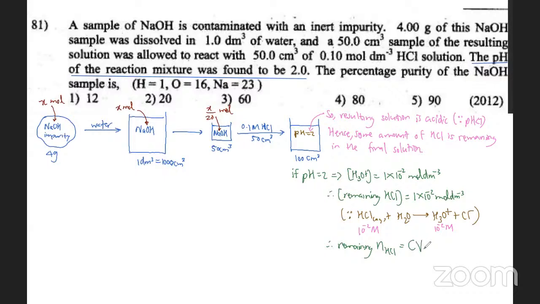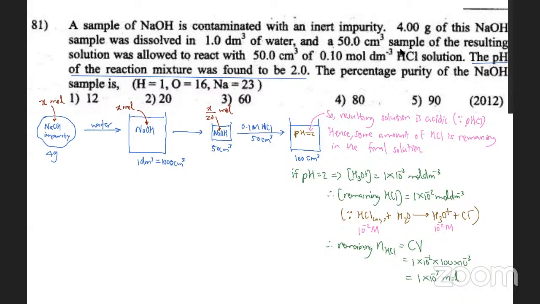So concentration of remaining HCl is what we have found out, 1 into 10 to the power minus 2. Volume is 100 centimeter cube. So that is 100 into 10 to the power minus 3 decimeter cube. Final answer: 10 to the power minus 2 and 100 into 10 to the power minus 3 will get multiplied and become 1 into 10 to the power minus 3 moles. That is the remaining number of moles of HCl, people.